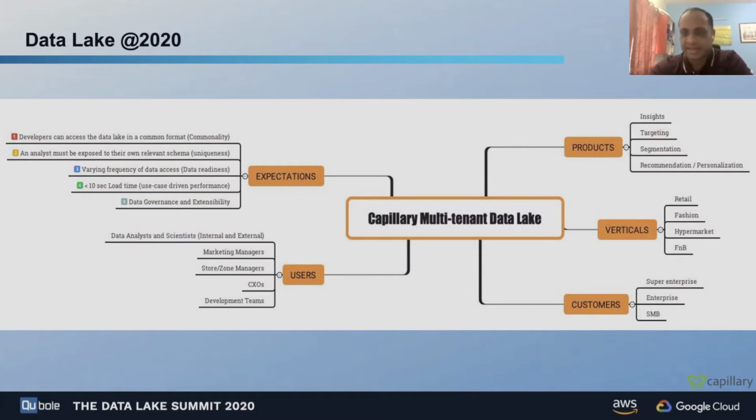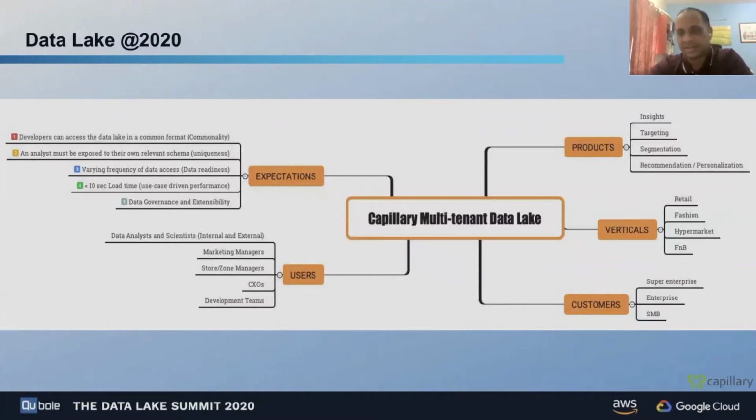Now, in Capillary's multi-tenant data lake platform, here are a few aspects which add to the complexity of the data lake. We have products which we call internally Insights Plus, then our targeting platform, our customer segmentation platform, and then recommendation, personalization and various AI-based solutions running on top of that data lake. The point to note here is that these products integrate very tightly with the data lake. So the data lake has to be performant, and it also has to expose the API in a very standard and usable format to the developers who are integrating with it.